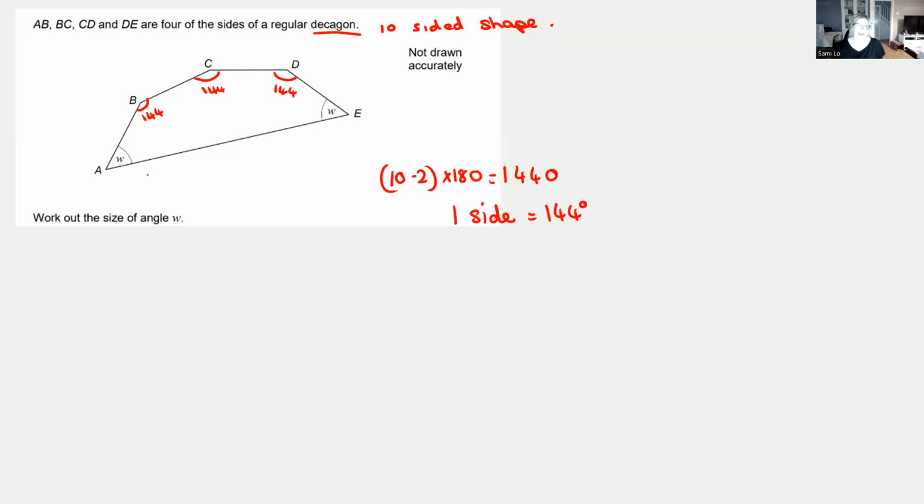Now this shape is currently not shown as the full decagon, so we can't say the other angles are 144. But what we can count is we've got 1, 2, 3, 4, 5 sides currently. So now I'm going to find the total for 5 sides. So I'm going to do 5 take away 2 times by 180, which gives me 540. And then I'm going to take away my 3 lots of 144. And that leaves me with 108.